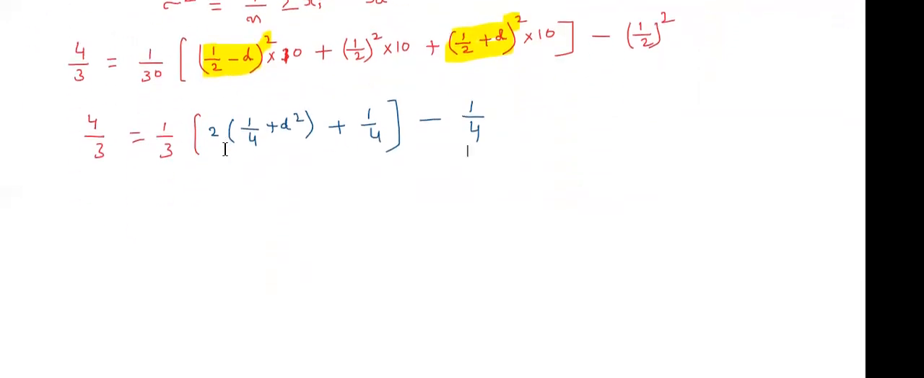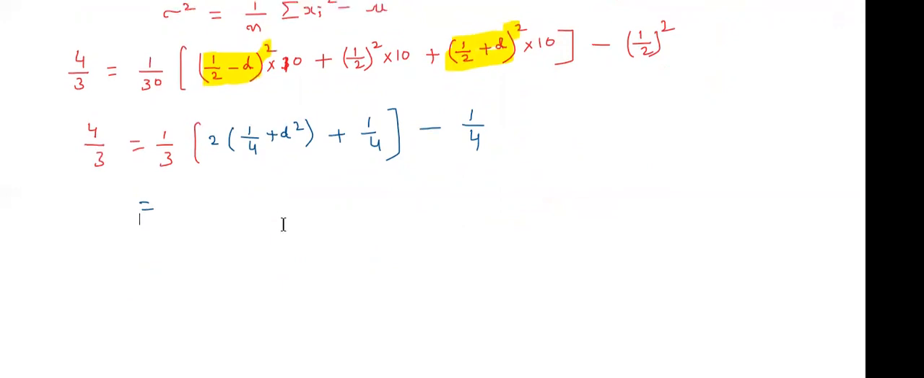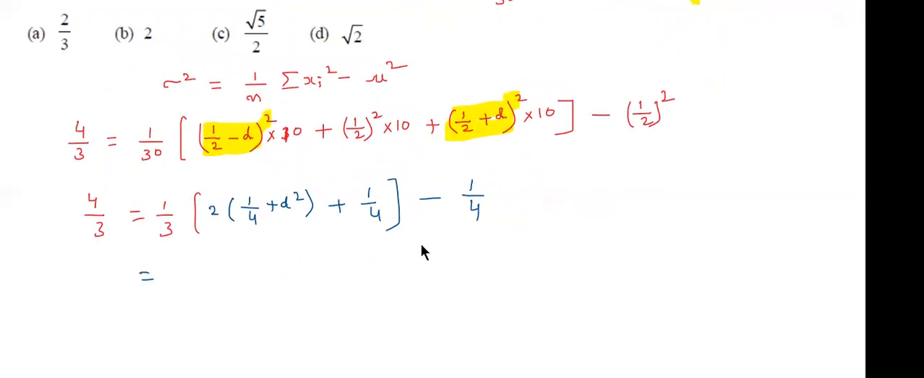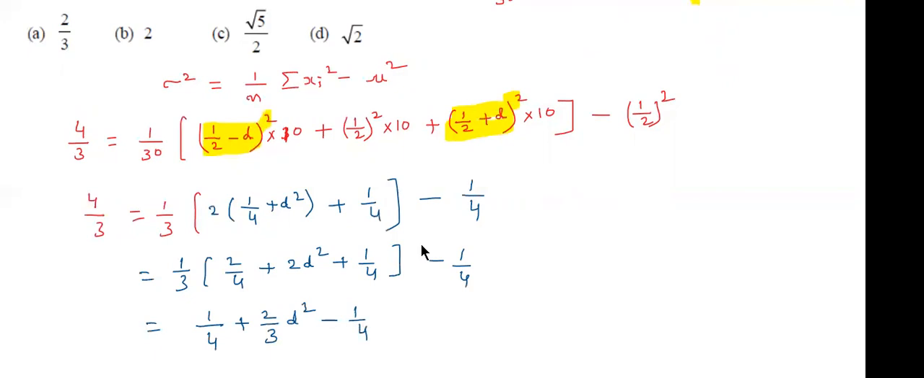Okay. Now multiply this with 1/3. 2 into 1/4, that is 1/2, times 1/3 gives 1/6. Then 2d square by 1/3, so 1/3 into 2/4 plus 2d square, plus 1/4 into minus 1/4. 2/4 plus 1/4 is 3/4, multiplied with 1/3. Here we will get only 1/4 plus 2/3 d square minus 1/4. Students, observe that minus 1/4 plus 1/4 is cancelled.